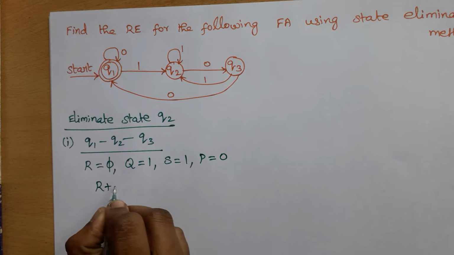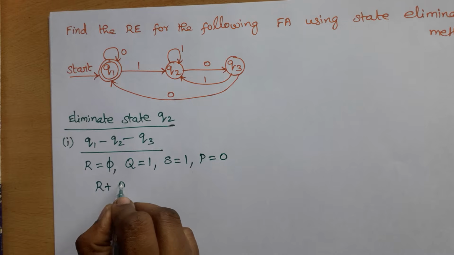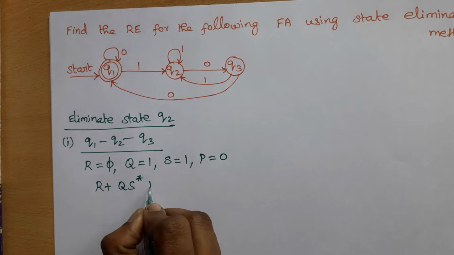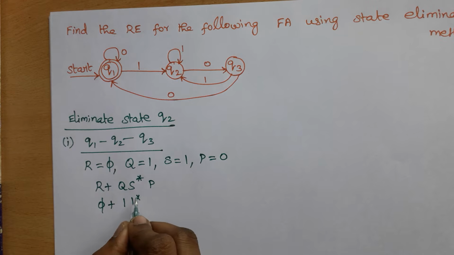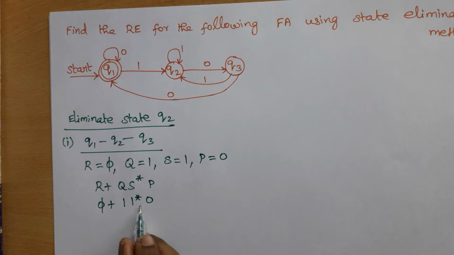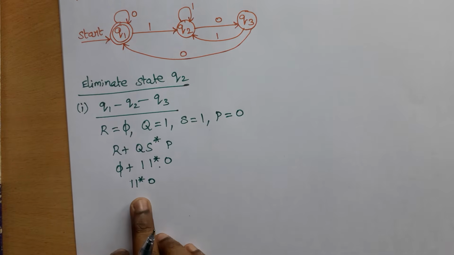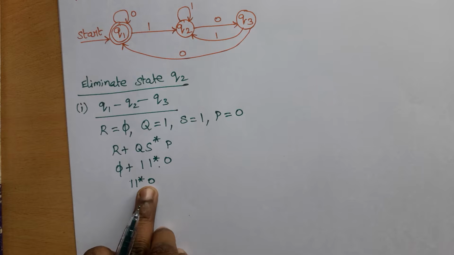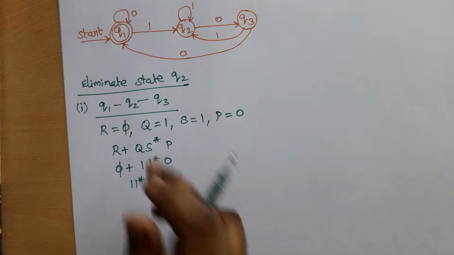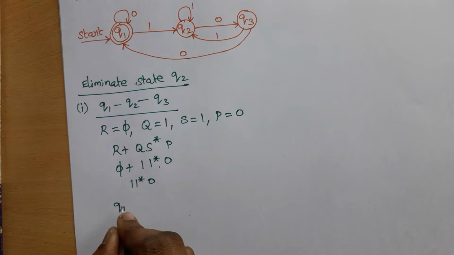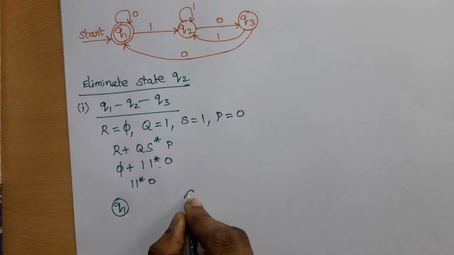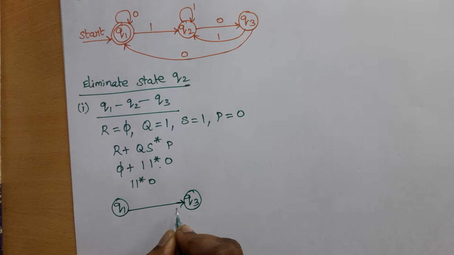Now we have to substitute in this formula, R plus Q S star P. So phi plus 1, 1 star, 0. Phi plus a regular expression is the regular expression. So 1 star 0 is the regular expression. We need to place this on the path from Q1 to Q3. If we want to eliminate Q2, we have to draw an edge from Q1 to Q3, and that edge must be labeled by 1 star 0.